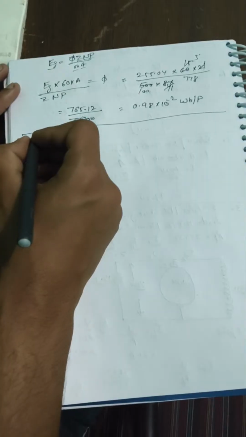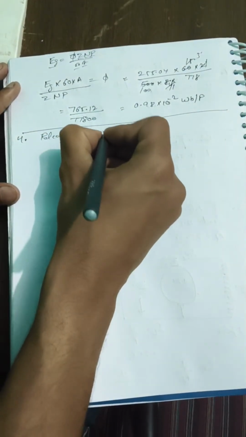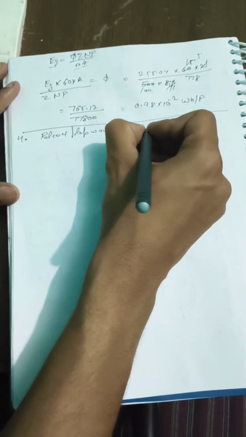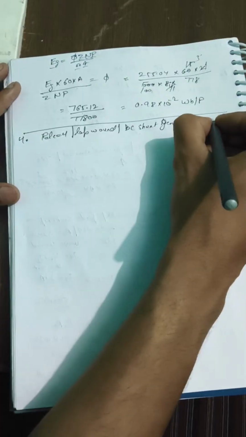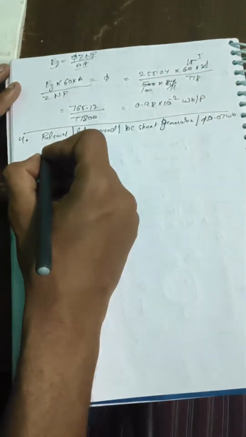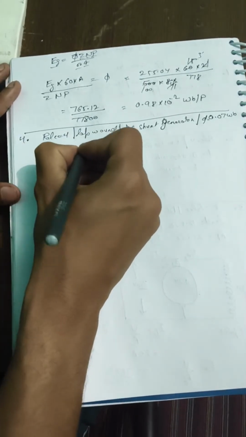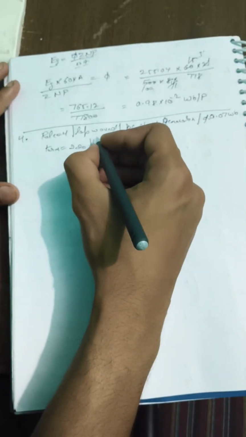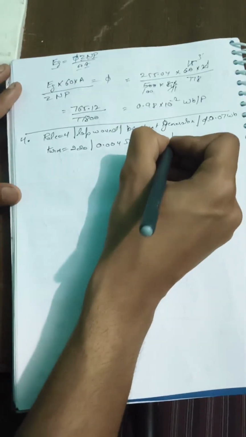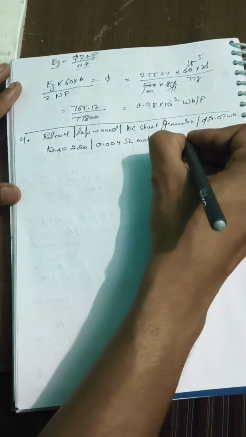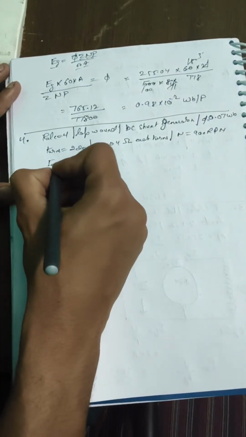So the next question is: a 4 pole, number of poles equal to 4, lap wound DC shunt generator has useful flux per pole of 0.07 Webers. The armature winding consists of 220 turns. Here's the new concept: each turn of the armature winding has 0.04 ohm resistance. Calculate the terminal voltage when running speed equals 900 rpm if the armature current is 50 ampere.